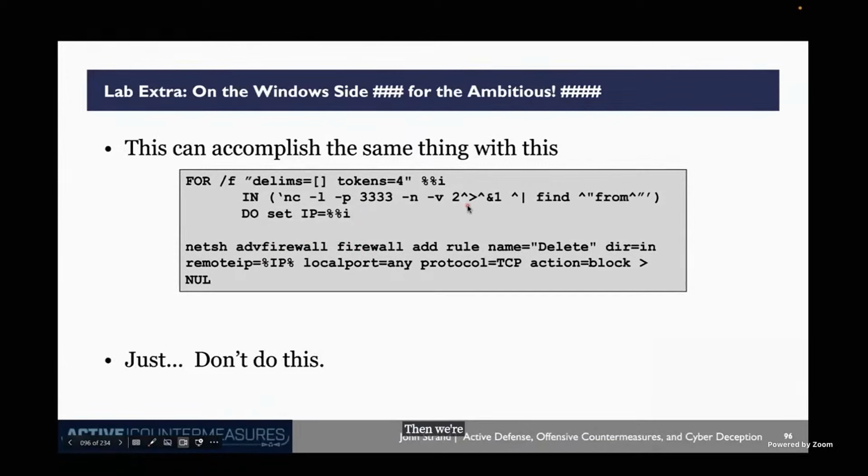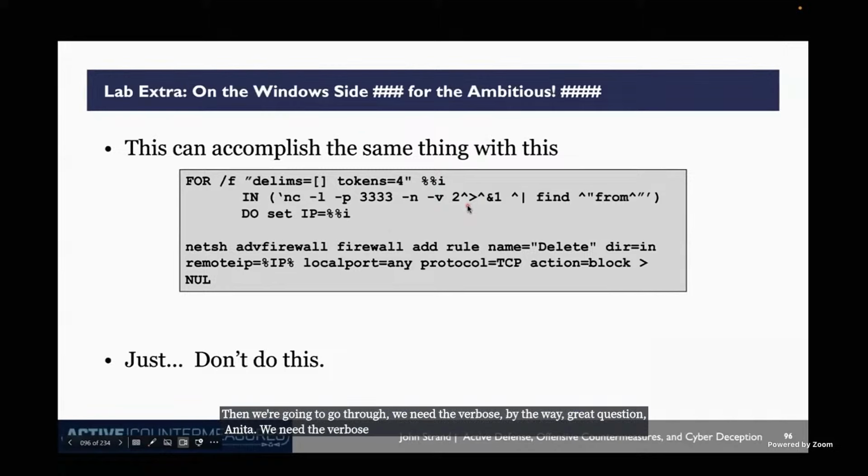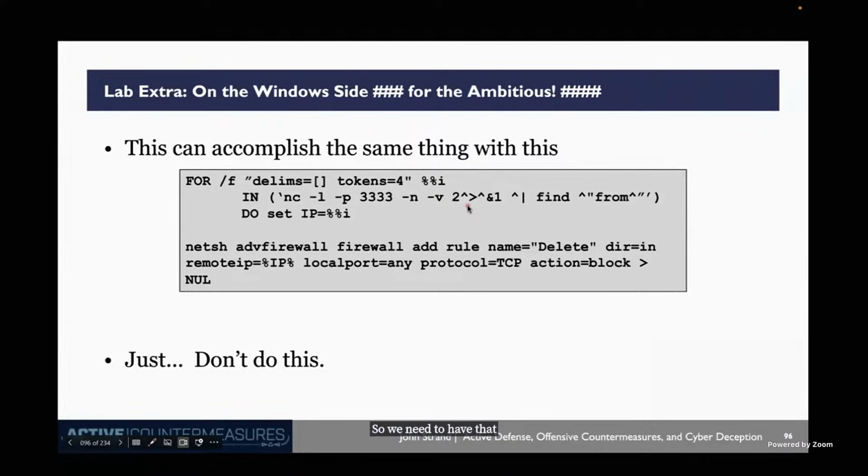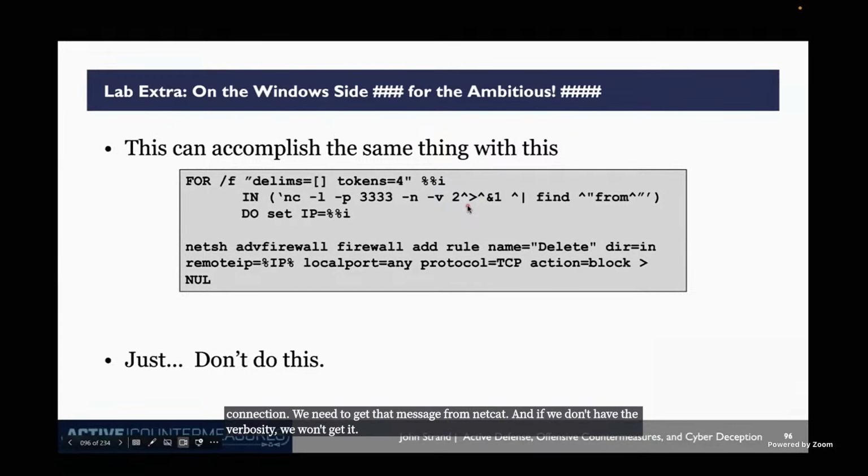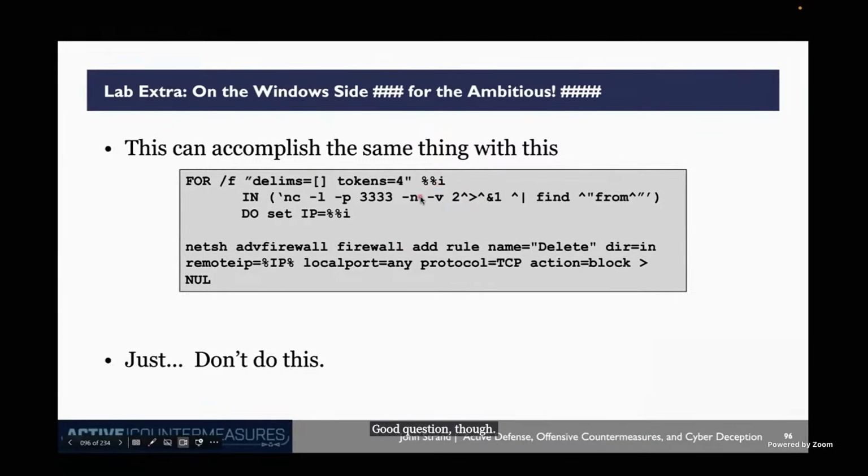After we have that set up, then we're going to go through. We need the verbose, by the way. Great question, Anita. We need the verbose. Otherwise, it will not print out every time it receives a connection. So we need to have that connection. We need to get that message from Netcat. And if we don't have the verbosity, we won't get it. Good question, though.